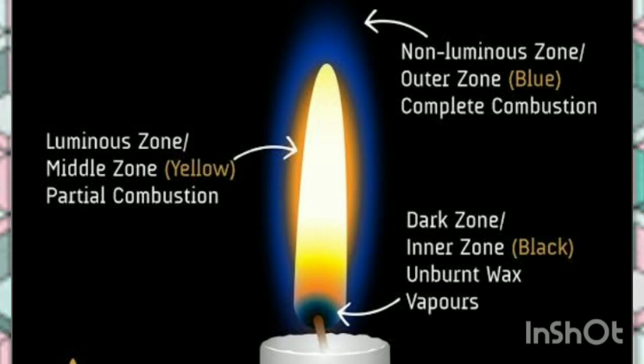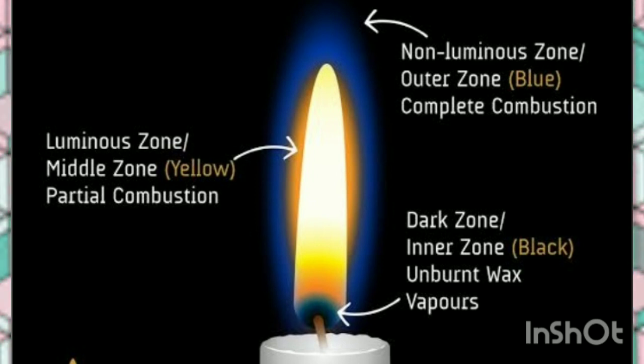Now how much light is emitted in this yellow zone? This zone emits the most light. Light is produced more, so this zone emits the most light. That's all about the second zone, that is the middle zone. We will see about the third zone. The third zone is called the inner zone.